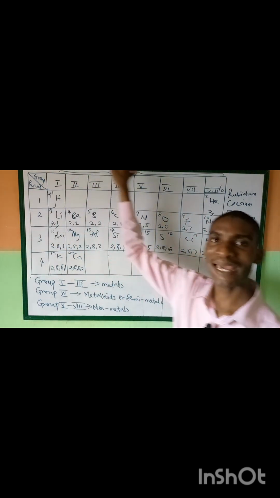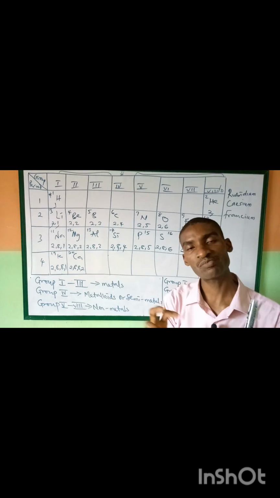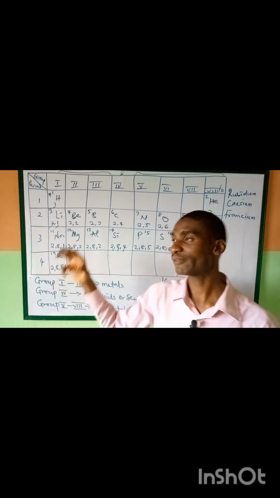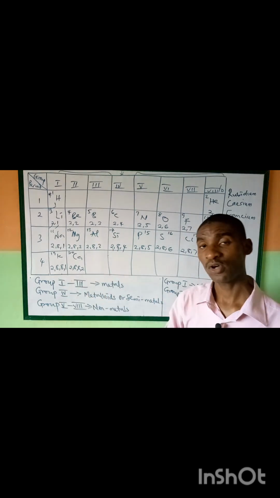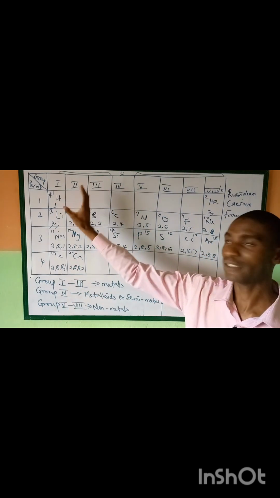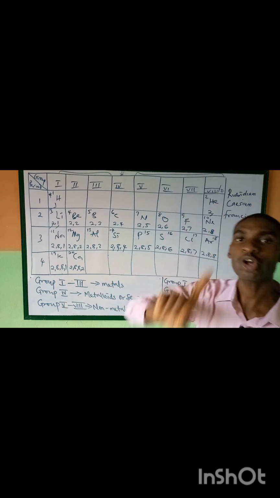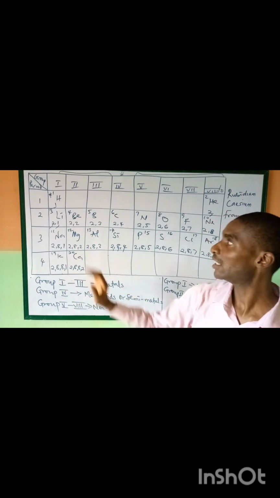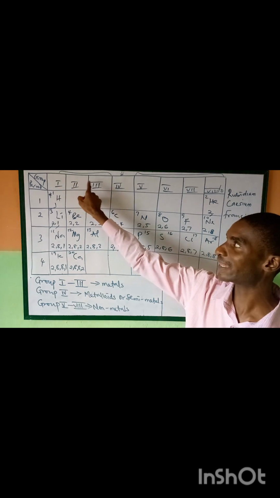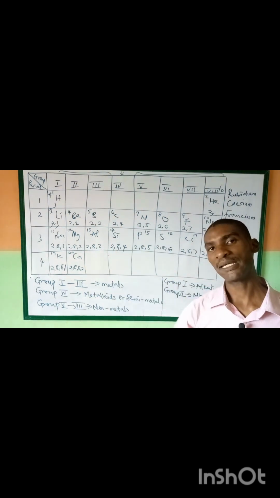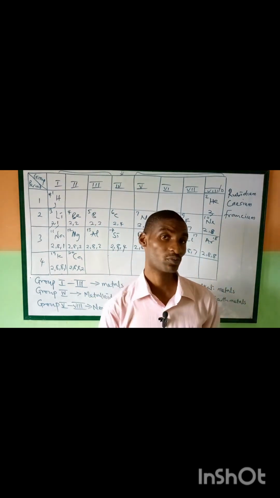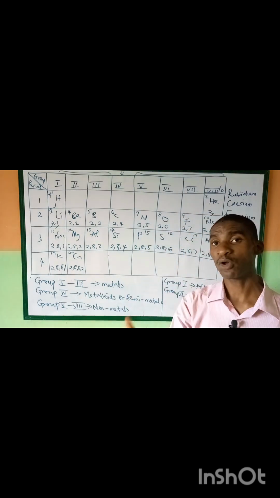But because this is an abridged, smaller version, a representative of the complete table, none of them is in the first 20 elements. But just take note that between 2 and 3, you have 10 groups which are called the D block elements.